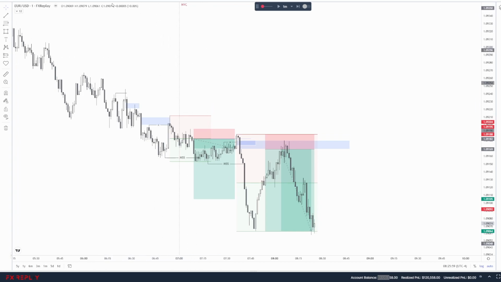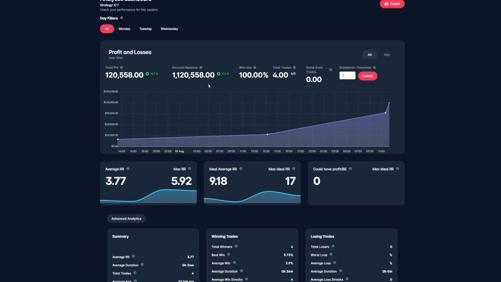Let's actually look at the statistics. As for our statistics, the win rate is 100%. And let me quickly clarify, this strategy does not have a 100% win rate. You will lose trades, of course. It's going to have a really high win rate, especially if you collect data on it and stack some additional confluences on it. Again, I am really emphasizing this. This is no 100% win rate strategy.